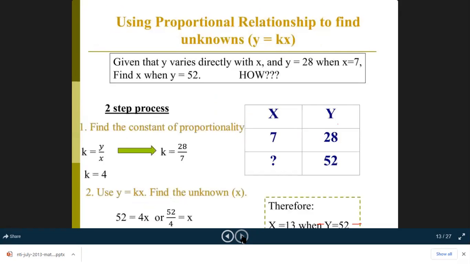In this question, using proportional relationship to find the unknown, y equal kx. Given that y varies directly with x and y equal 28 when x equal 7, find x when y equal 52. In this case, it says that it's a proportional relationship between x and y. The value of k equals how many in this question?